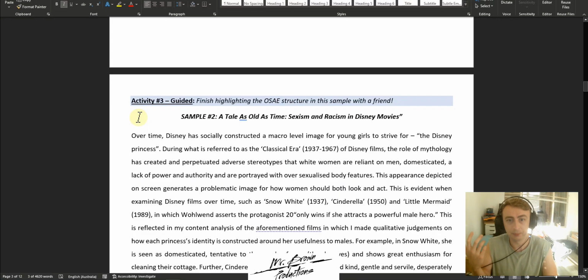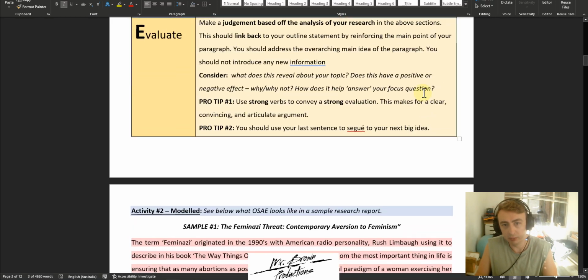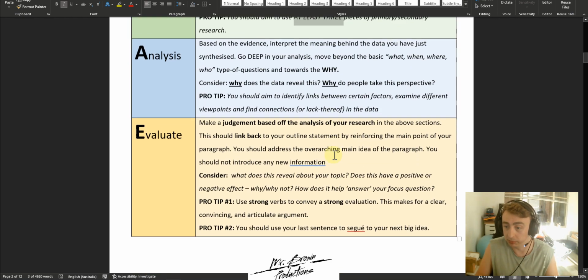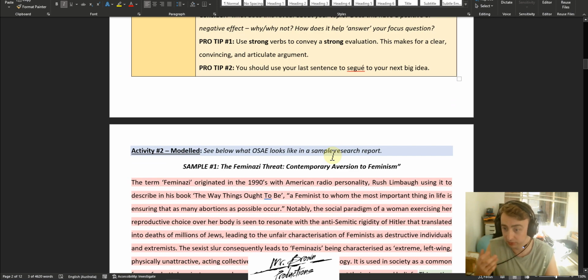So you can see that when we're looking at synthesis, at least 3 bits of a mixture of primary and secondary is important. More is a bit better. Like, don't do like 10, don't go crazy, but like 3 to 4 is a good spot, okay?